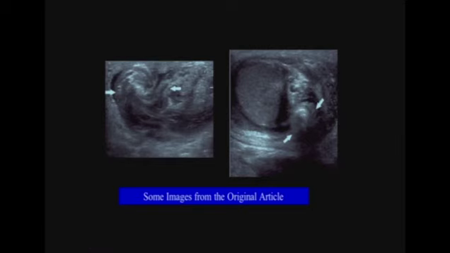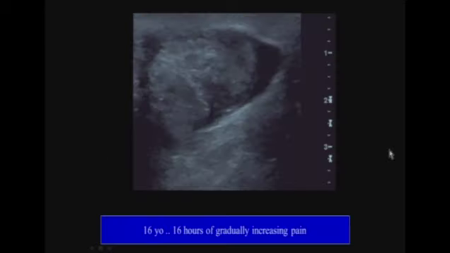These are some images from the original article in which one can see the testicle, but the extratesticular structures are not straight. There's a curve to them. And this is the whirlpool sign. This is an example of a 16-year-old with 16 hours of gradually increasing pain. One sees not a straight line, but this curved magenta line that I've marked off as the whirlpool sign of the structures seen superior to the testicle.